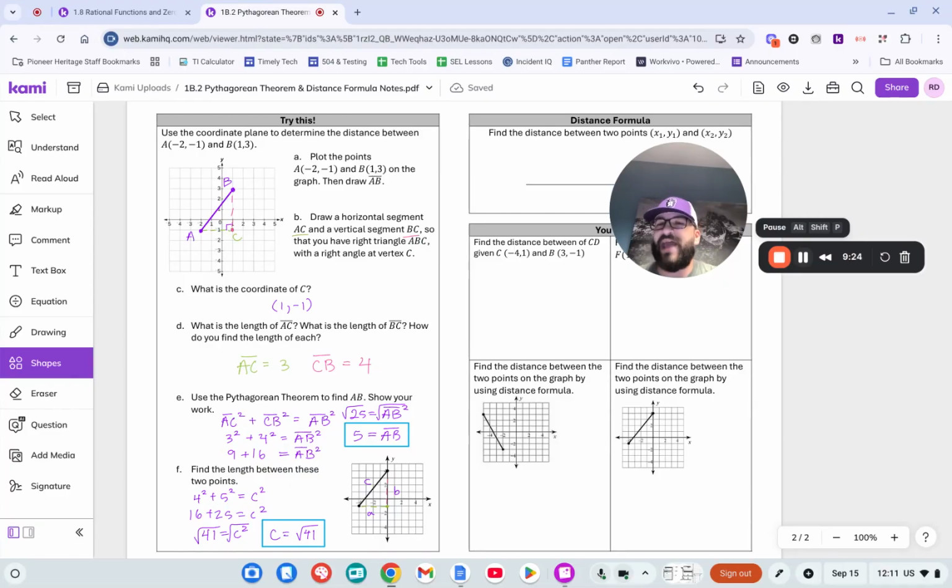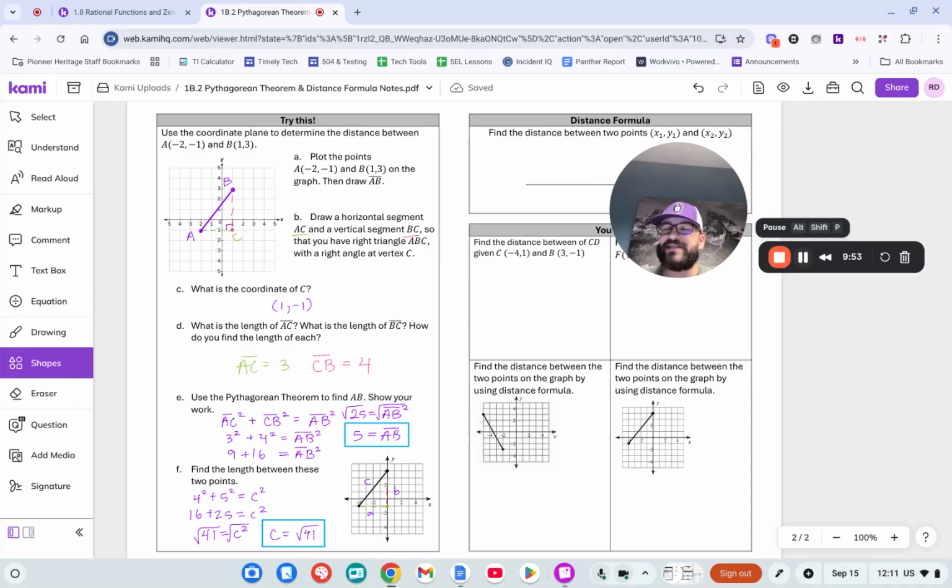And our length of AC, we moved over 1, 2, 3 units, so it would be 3. And our length of BC, we moved up 1, 2, 3, 4 units, which would give us a length of 4. Plugging that into our Pythagorean theorem, 3 squared plus 4 squared would equal the length of AB squared. So 9 plus 16 would equal 25. Square rooting that, we would get 5 is equal to the length of line segment AB.